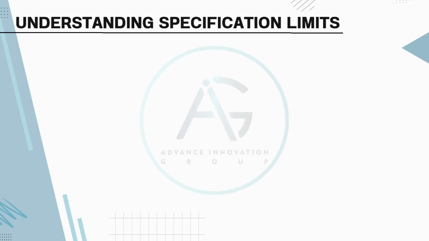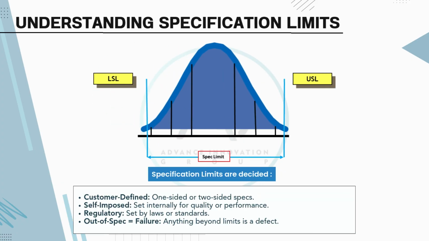Understanding specification limits. Specification limits define the acceptable range of a process or product. The lower spec limit, LSL, and upper spec limit, USL, are boundaries set based on different criteria. These can be customer-defined, self-imposed for internal standards, or regulatory as per industry laws. Anything outside these limits is considered out of spec, meaning it's a defect or failure. These limits help ensure consistent quality and performance.